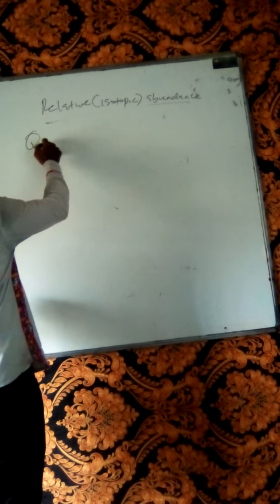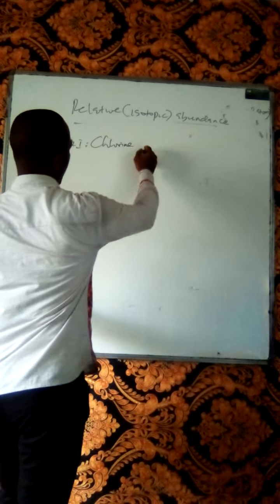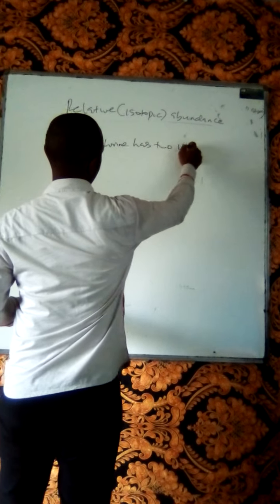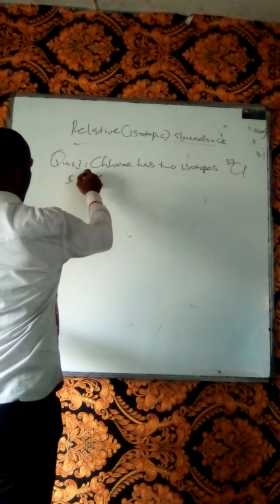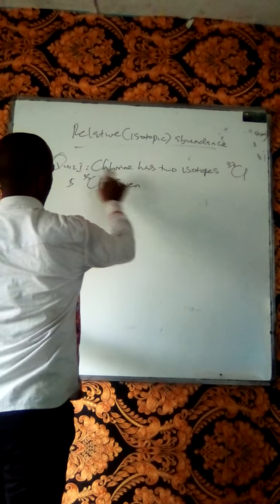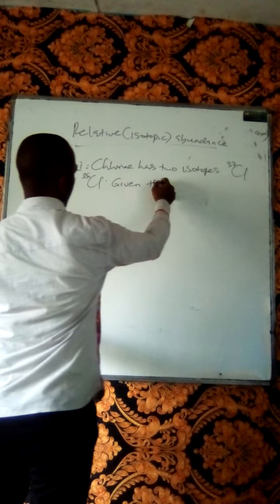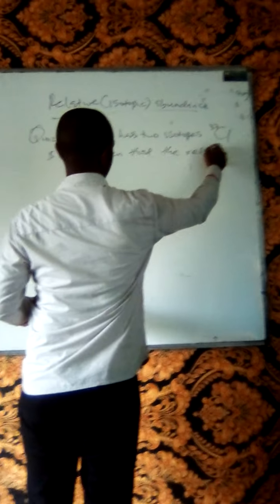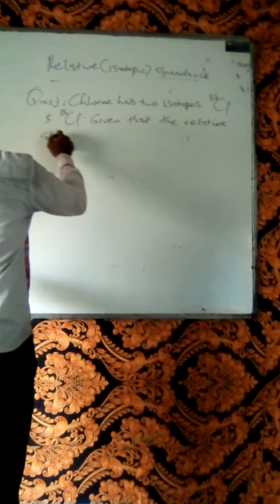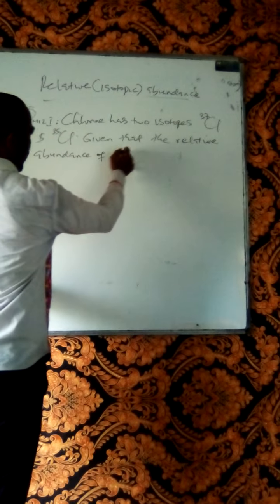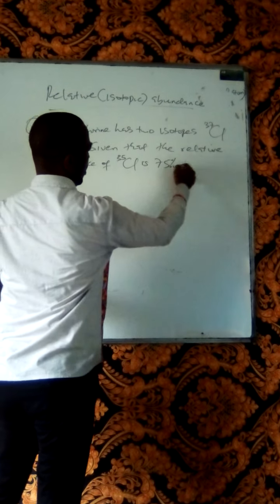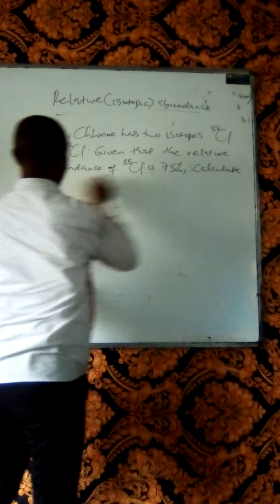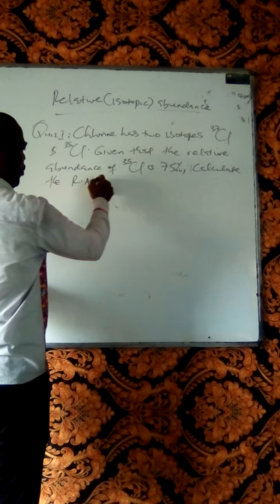Looking at this question here: chlorine has 2 isotopes, chlorine 37 and chlorine 35. Given that the relative abundance of chlorine 35 is 75%, calculate the relative atomic mass of chlorine.